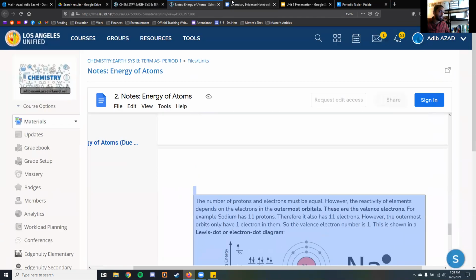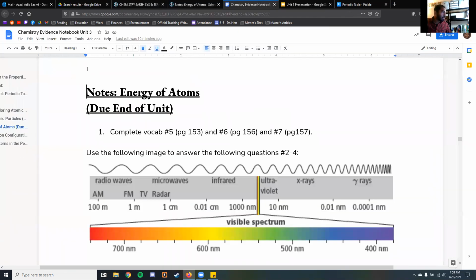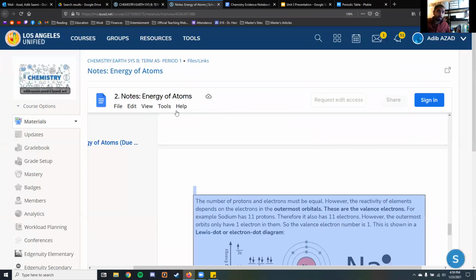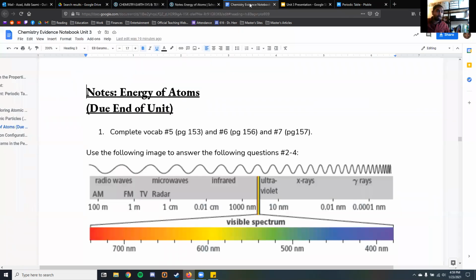copy it, Control C, Command C, whatever you're using, and paste it into your notebook. That way, you don't need to send me multiple copies of the notes. You don't need to do anything like that. Just add on to the current evidence notebook.